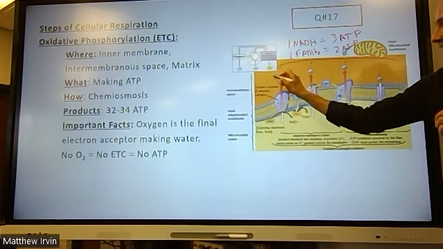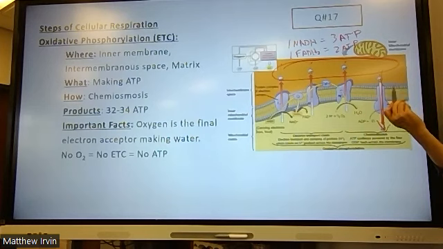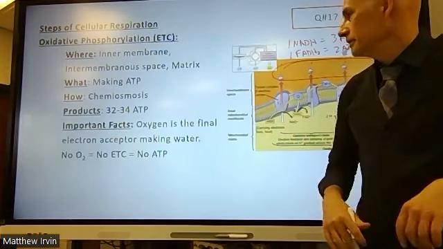Then we get our gradient up here. That's going to go through our ATP synthase. The hydrogens spin the ATP synthase turbine that builds up energy, and then that puts the ATP together from ADP and phosphate. At the end, our final electron acceptor again is oxygen, and we're going to get 32 to 34 ATP.